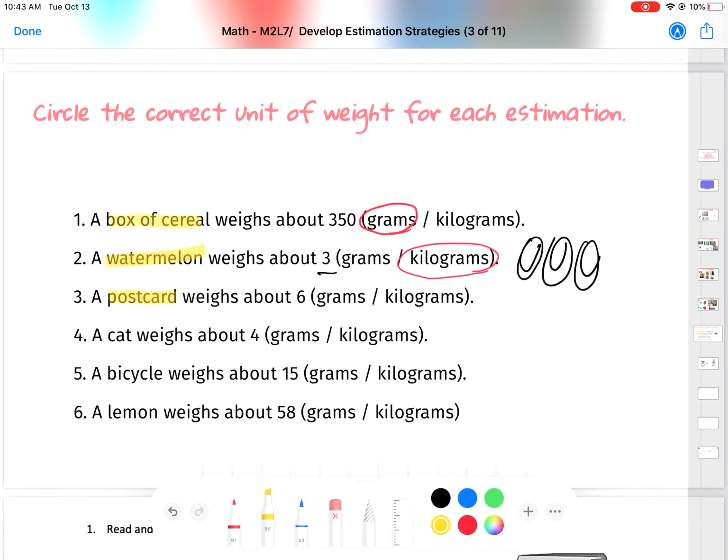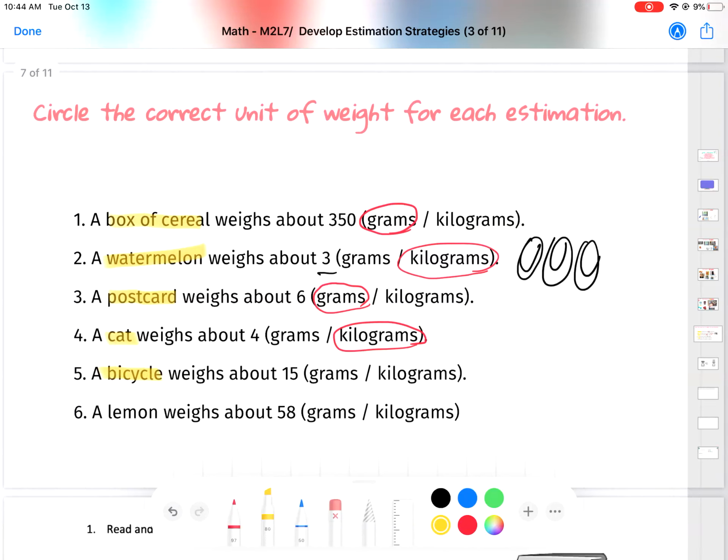What about a postcard? 6 grams or 6 kilograms? We know that a postcard is lighter than a watermelon. Would it make sense if it's 6 kilograms? No. So we know that a postcard is about 6 grams. What about a cat? A cat weighs about 4 grams or 4 kilograms. A cat is heavier than a postcard and sometimes heavier than a watermelon. So 4 kilograms makes more sense.